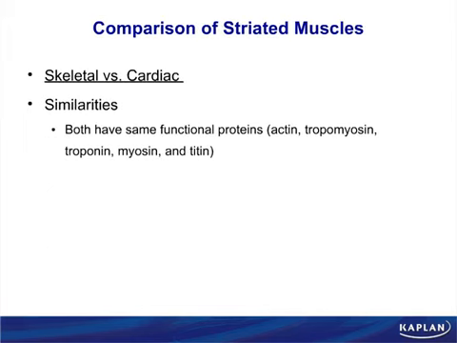All right, skeletal muscle is a striated muscle, as is cardiac muscle. And we're going to have a lot of similarities, but we'll also have some differences. Let's just look at the similarities between skeletal muscle and cardiac muscle. They both have the same functional proteins: actin, tropomyosin, troponin, myosin, and titin. And remember, titin provides the elasticity of the muscle. Dysfunction in titin has been shown to be related to the cardiomyopathies, both dilated and restrictive cardiomyopathies.